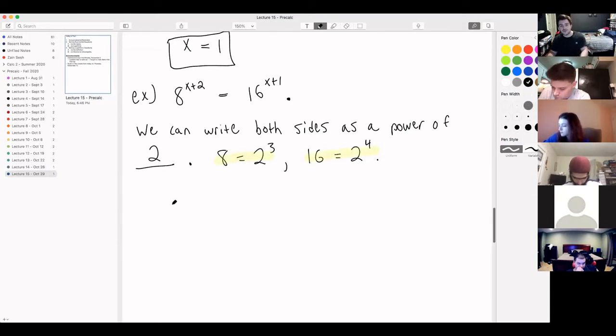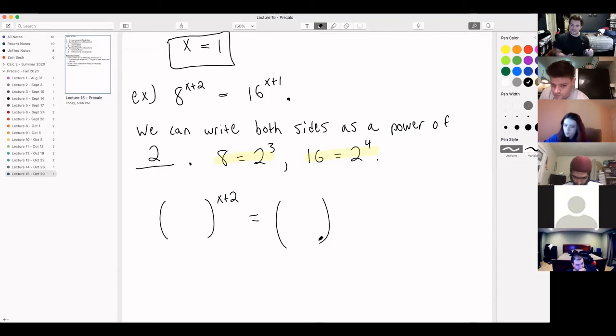So now you just substitute those in. Just notice how I'm being very careful with my parentheses and exponents. I'm copying down the exponents first, and then I replace 8 and 16 as their powers of 2. Okay, so I'm being very cautious. So 8, I fill in this parentheses with 2 cubed. And I fill in the right side parentheses with 2 to the 4th.